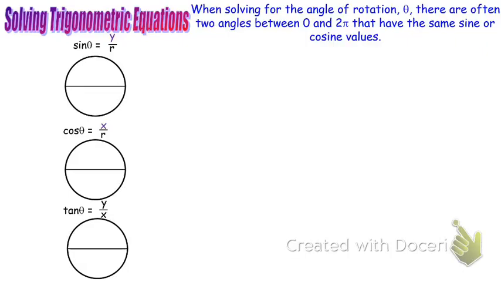In this video, we'll review how to solve trigonometric equations, that is, equations with sine, cosine, or tangent. Keep in mind when solving for angles of rotation, theta, there are often two angles between 0 and 2 pi that will have the same sine or cosine values.